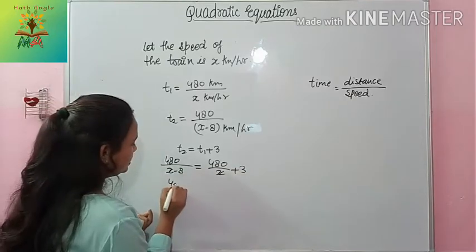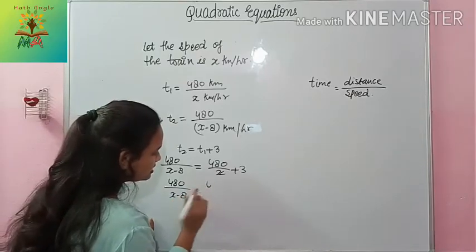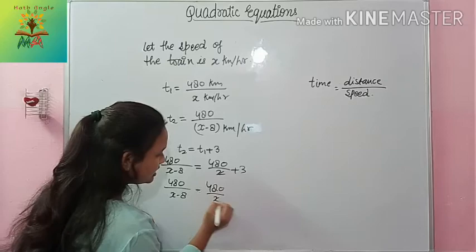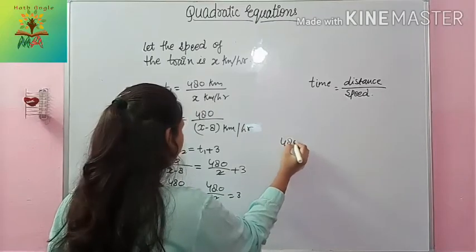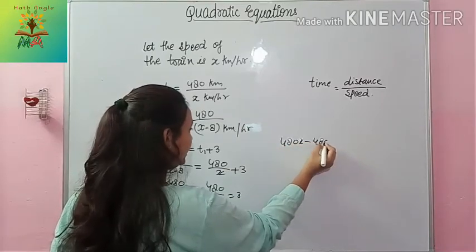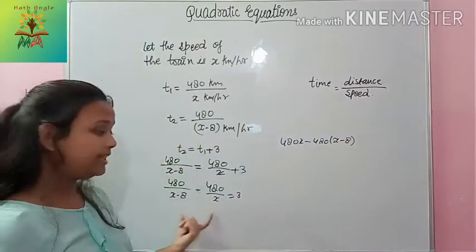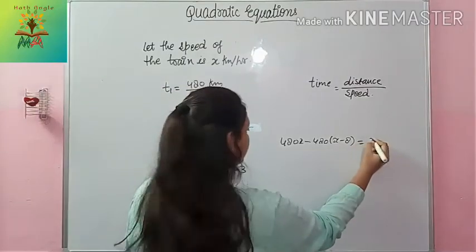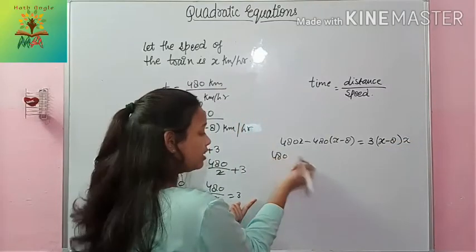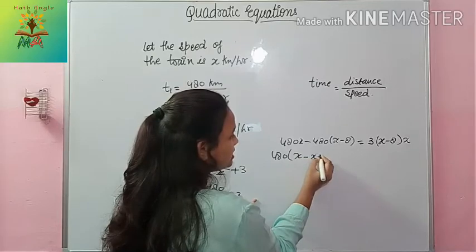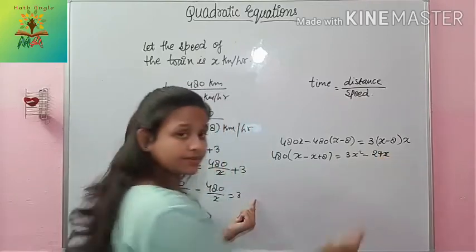On taking this expression to the left, 480 upon x minus 8 minus 480 upon x is equal to 3, right? Now on taking LCM, 480x minus 480 into x minus 8. I'm just cross multiplying the LCM to the right, so I will have 3 times x minus 8 into x. On taking 480 common, x minus x plus 8 is 3x square minus 24x, right?